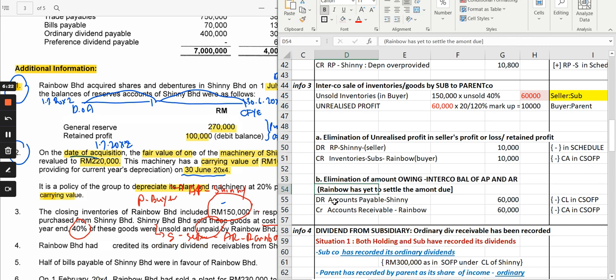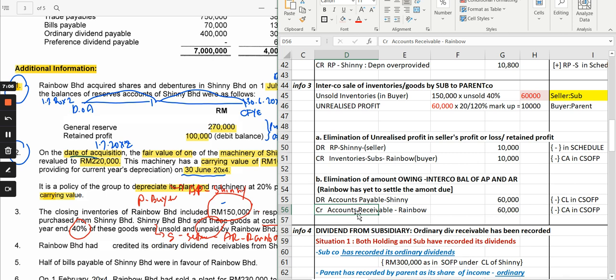So how much? Debit the accounts payable in the accounts payable Shini, 60,000, right? Credit accounts receivable Rainbow, 60,000, right? So for your information, the seller again is Shini, and therefore under Shini the accounts receivable must be, accounts payable must be debited, right? And under the subsidiary is the adjustment here, and this is the one under the parent company, right?